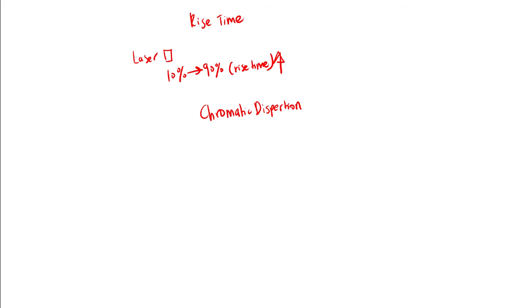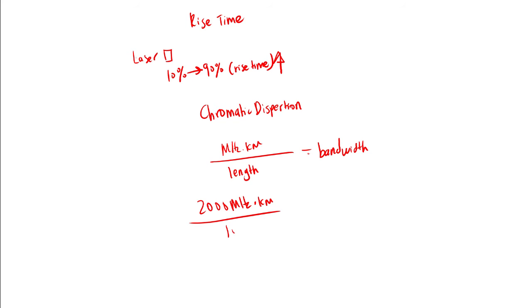And there's not much you can do, but normally the bandwidth is, as I said, a megahertz kilometer. So then you can divide this by the length and you get the bandwidth. So my fiber was 2000 megahertz kilometer, and I ran at 10 kilometers, then I have 200 megahertz bandwidth.